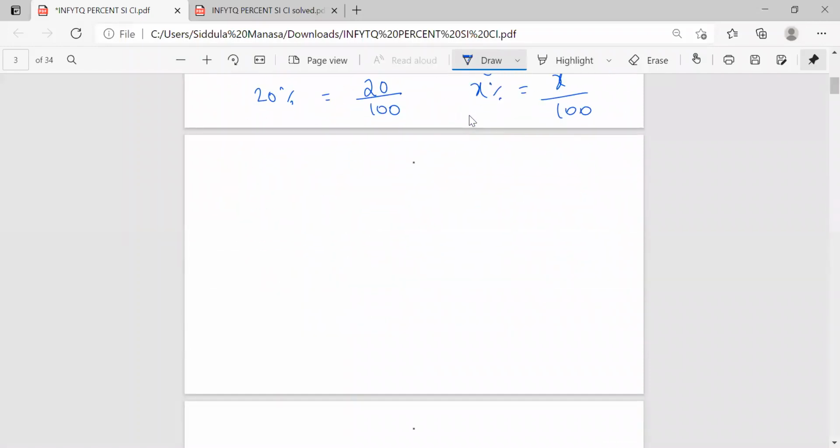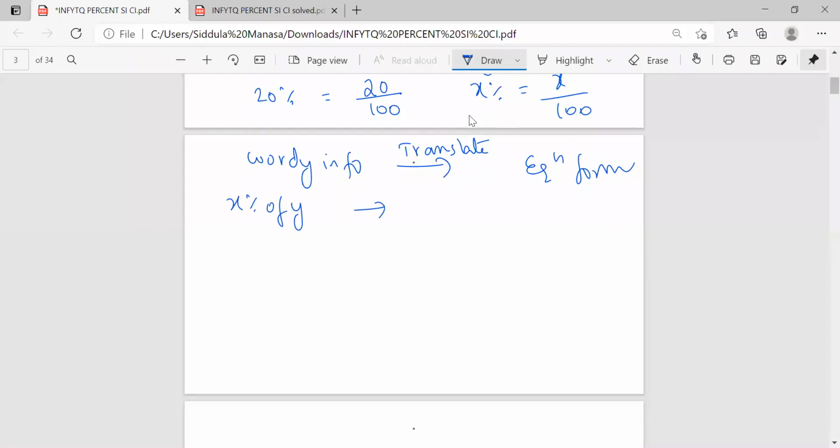And we have discussed the important rule of what you need to do in percentages. You'll be having wordy information. You need to translate it into equation form. So let us suppose you have X percentage of Y. How are you going to translate X percentage of Y? X by 100 into Y. You all know that X percentage of Y will be equal to Y percentage of X. Both of them will give you XY by 100.